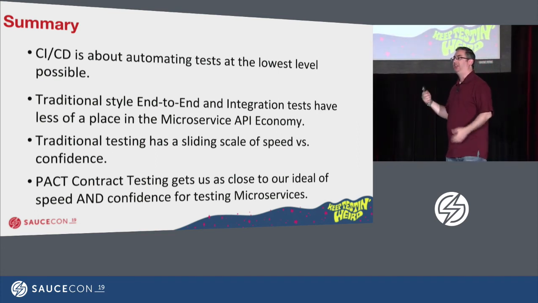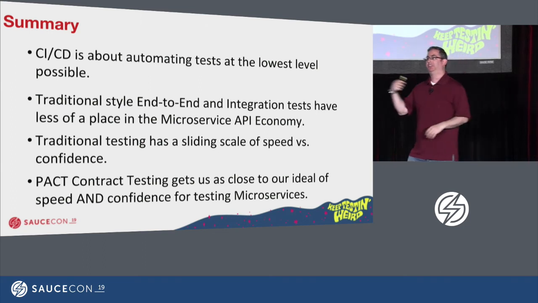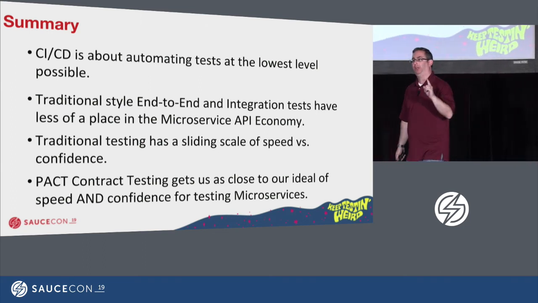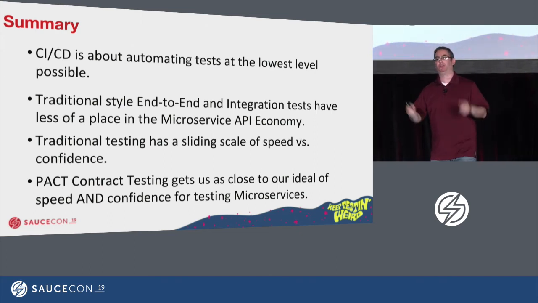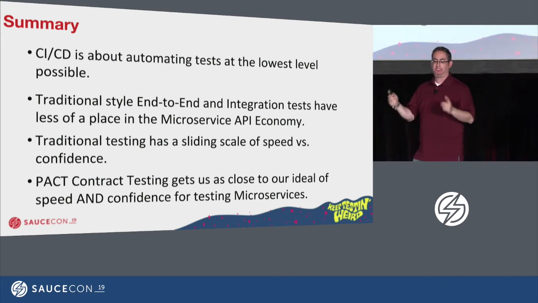Traditional testing has this sliding scale between confidence and speed. You only get to pick one point. But contract testing with things like PACT allows us to pick two points, right? We get both the confidence and the speed.